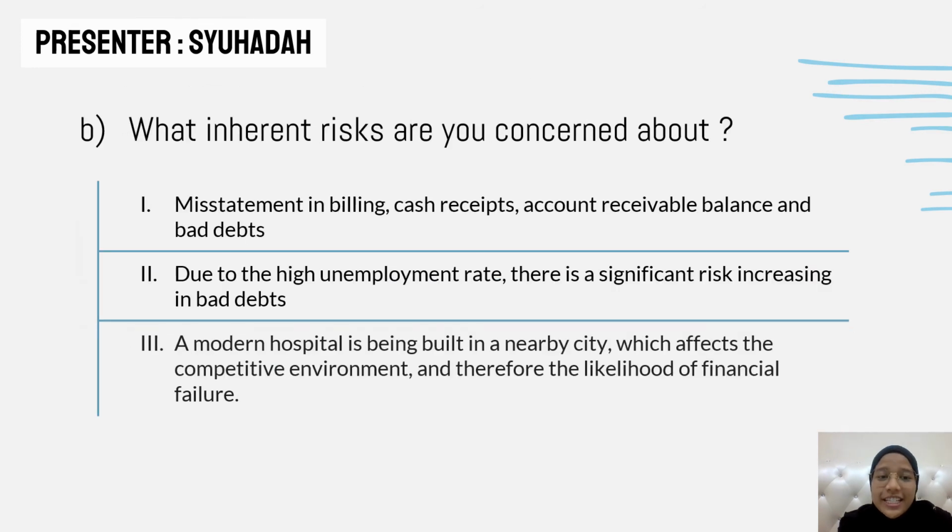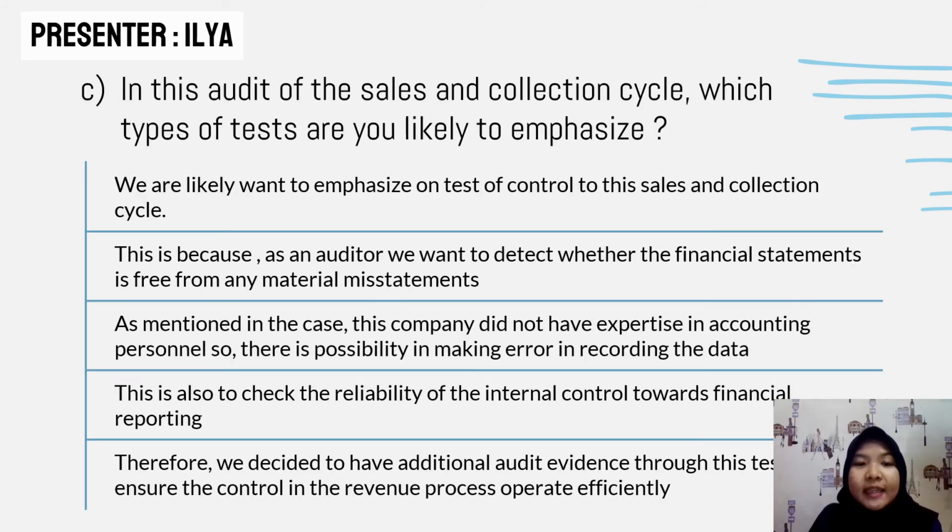So for the second question, what inherent risks are you concerned about? I am concerned about the consequences of unintentional errors in billings, recording sales, cash receipts, accounts receivable, and bad debt. Since the unemployment rate is increasing, there is a significant risk of an increase in bad debt. Besides, inherent risks might be involved in industry-related factors due to the competitive environment, as a new modern hospital is being built in a nearby city.